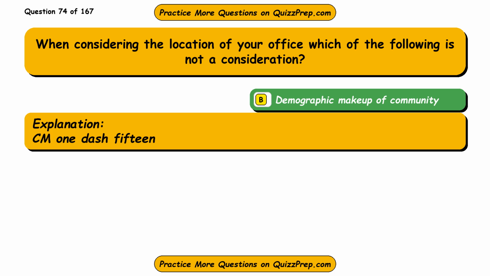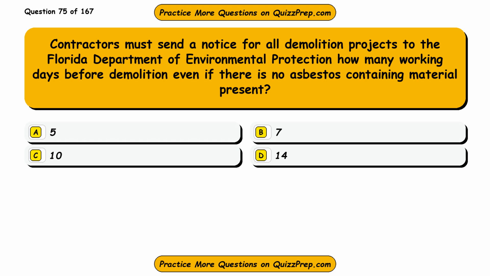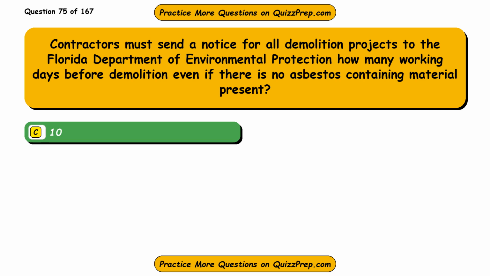CM1-15. Question 75. Contractors must send a notice for all demolition projects to the Florida Department of Environmental Protection how many working days before demolition, even if there is no asbestos-containing material present? Option A, 5. Option B, 7. Option C, 10. Option D, 14. The correct answer is option C, 10.